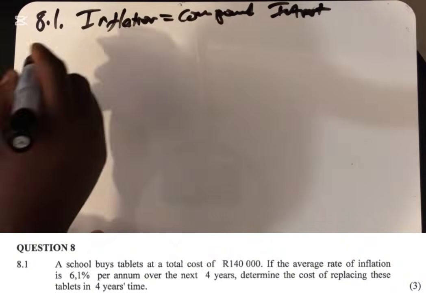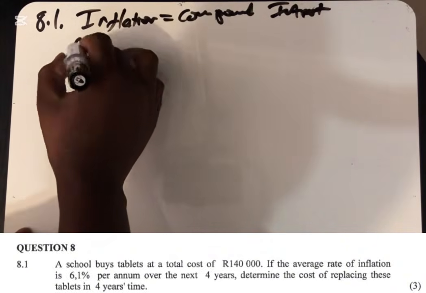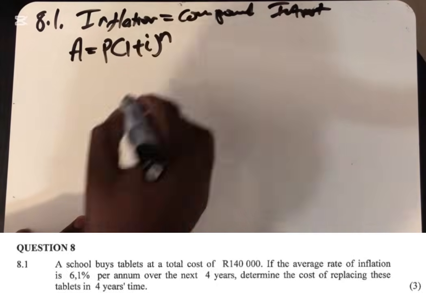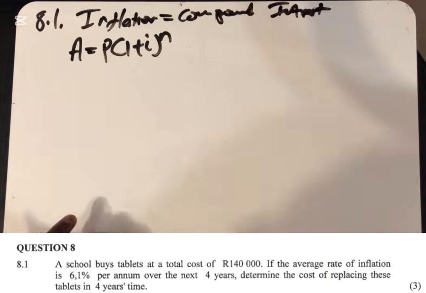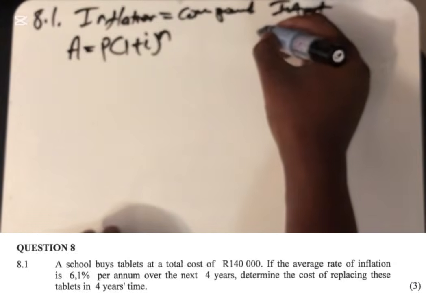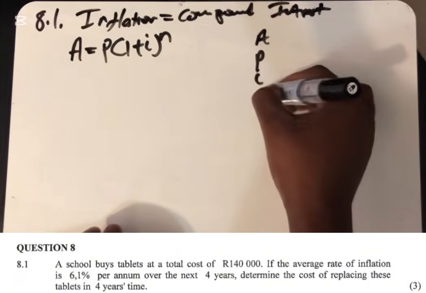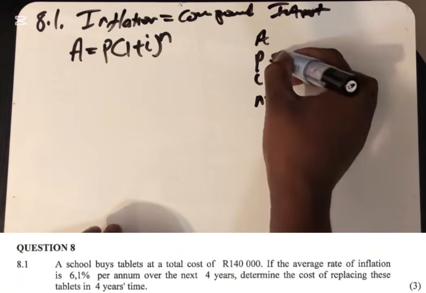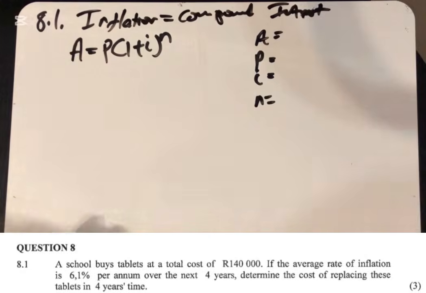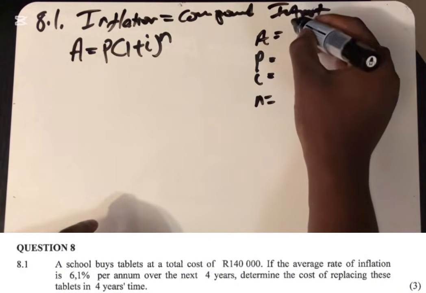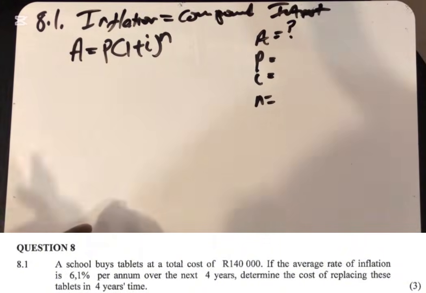So as I told you, for this question, we are now going to say A is equal to P, 1 plus i to the power n. This is our compound interest. And then you have to write the information given down: A, P, i, and n. So what is the value of A here? A is what we are looking for. You put a question mark.